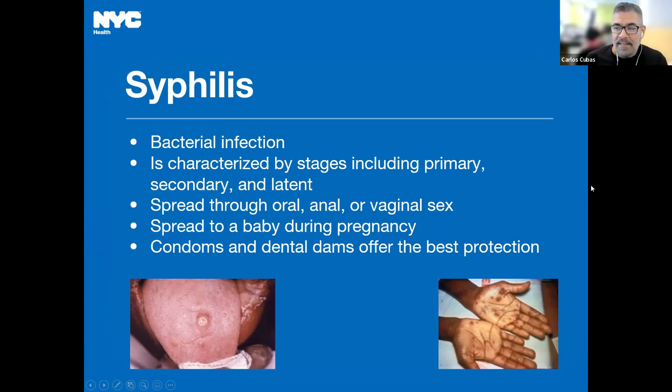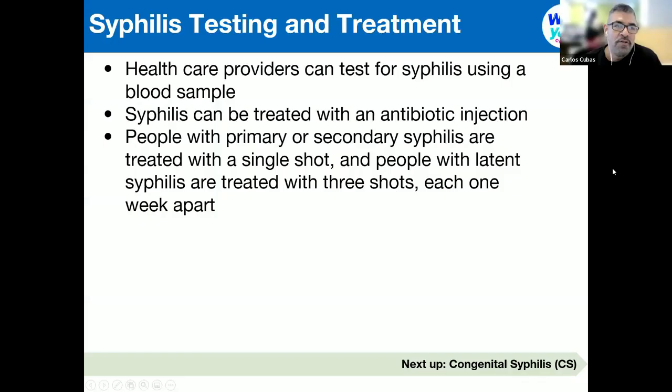Because syphilis can stay in the system for decades, and after 10+ years, it can cause additional symptoms that can include blindness. It can affect your nervous system. It can affect your eyes. It can affect a lot of different parts of the body. So we want to make sure that people are aware of the information so they can talk to the provider and get tested. Healthcare providers can test for syphilis using a blood sample.